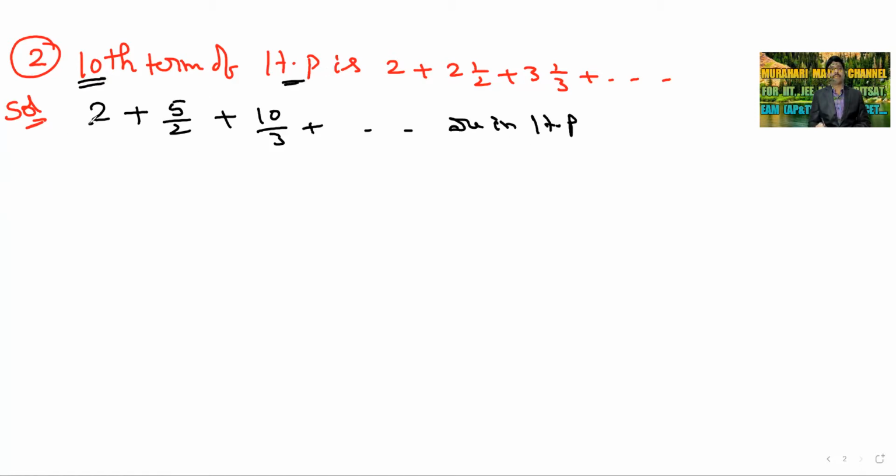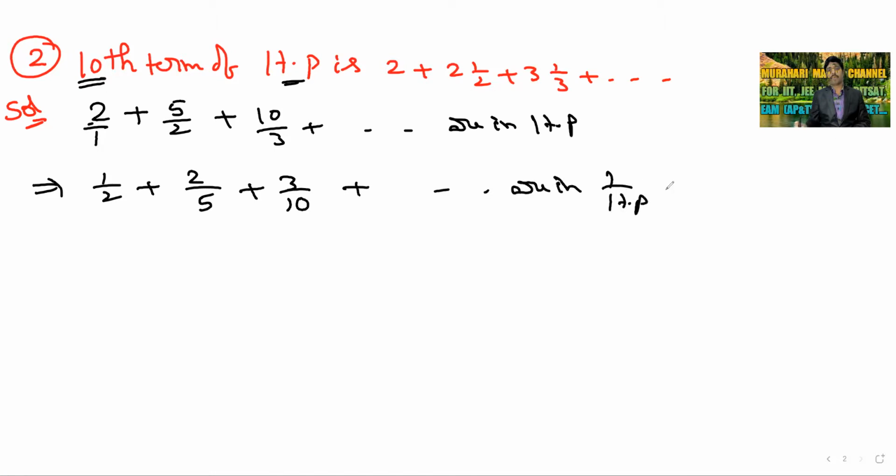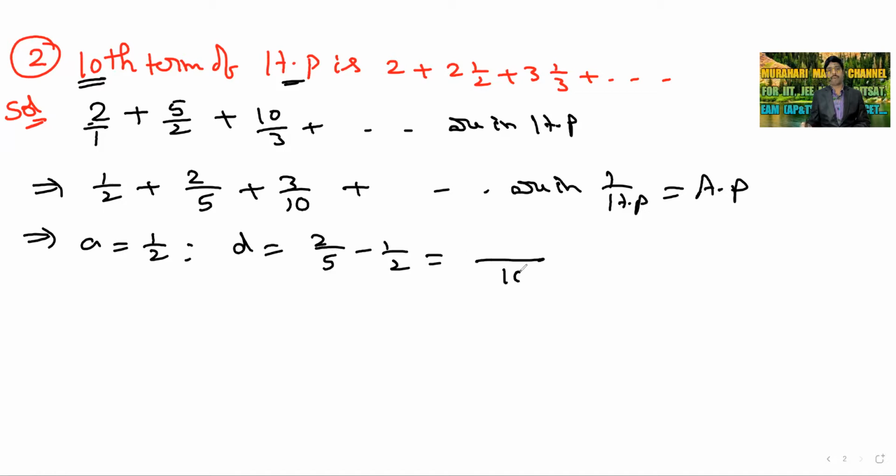The reciprocals of the HP, 1 by 2, 2 by 5, 3 by 10, and so on, are in AP, since 1 by HP is equal to AP. In this, A is equal to 1 by 2, and D is equal to 2 by 5 minus 1 by 2. Taking LCM 10, it is 4 minus 5, equal to minus 1 by 10.